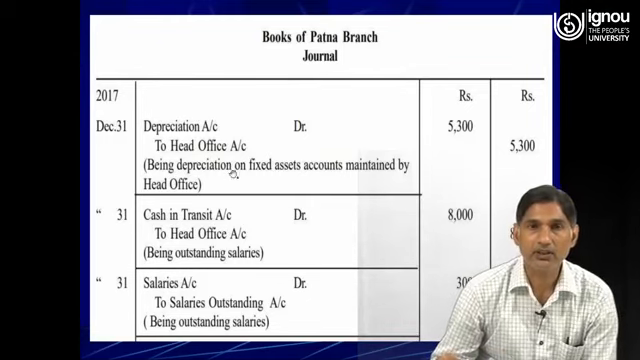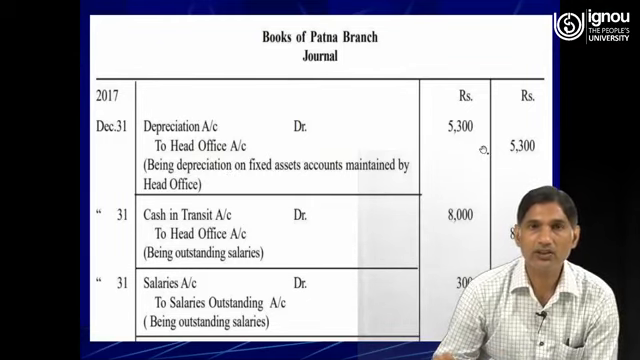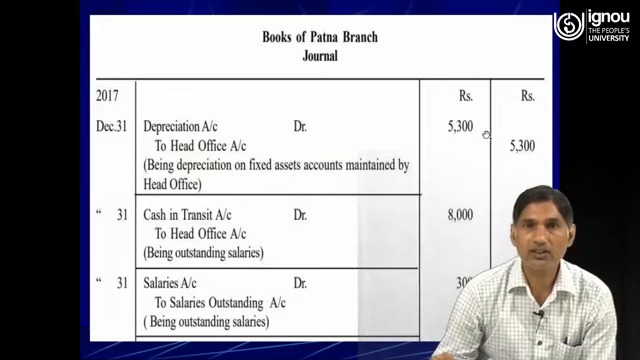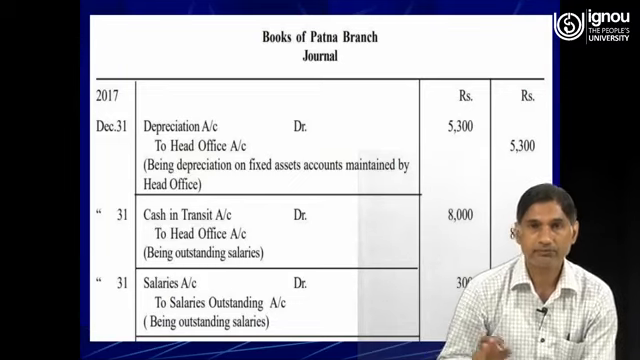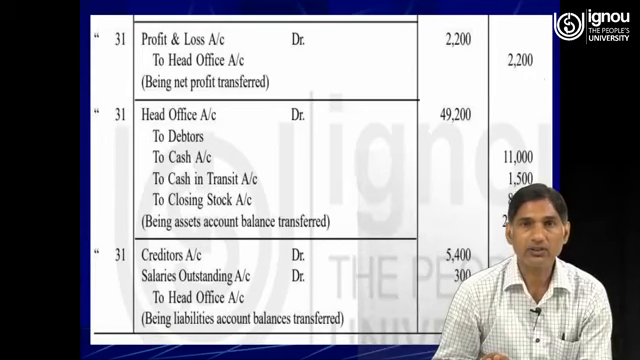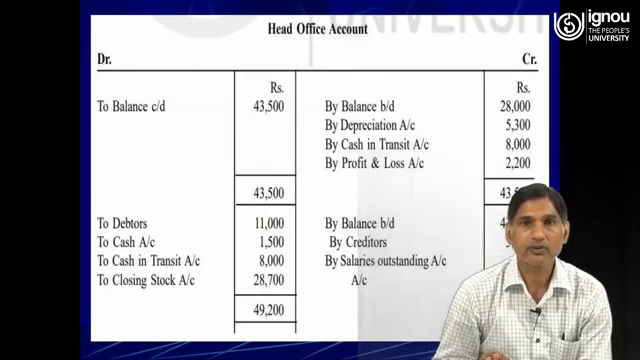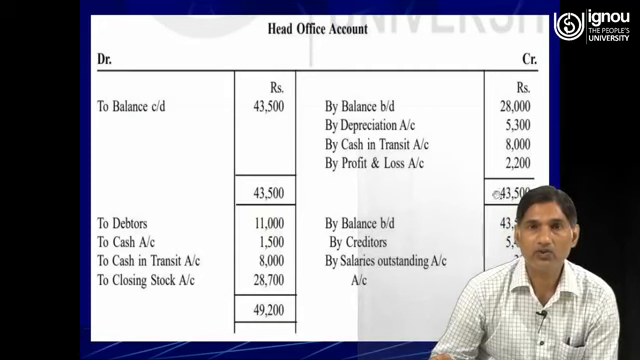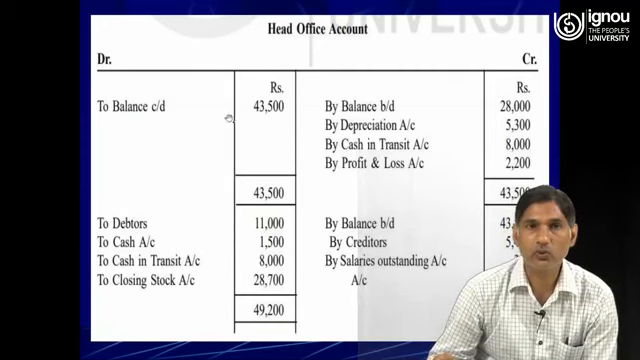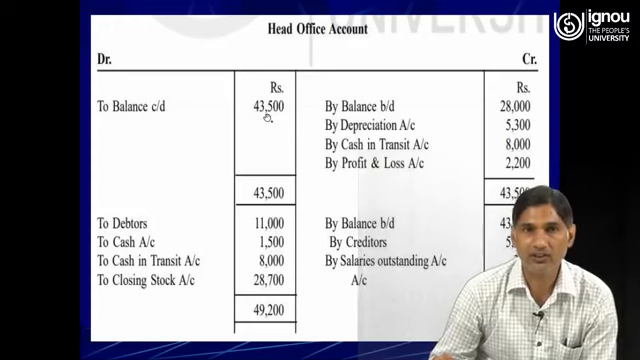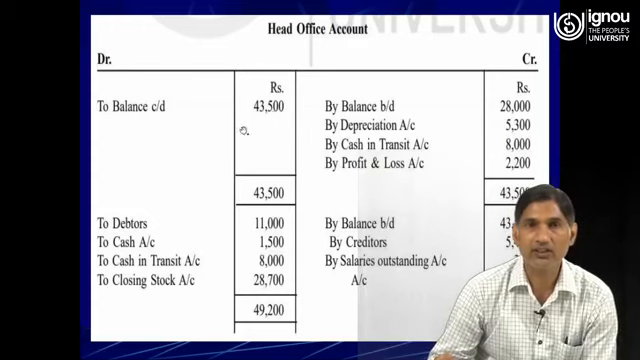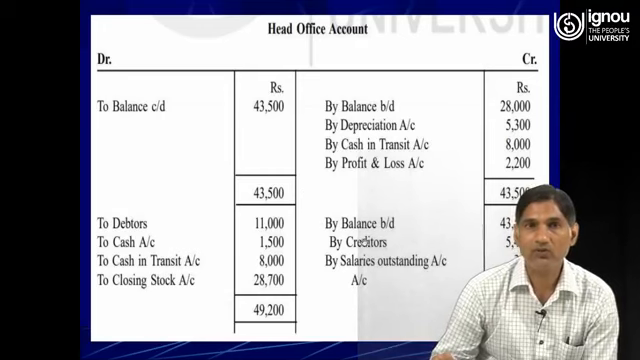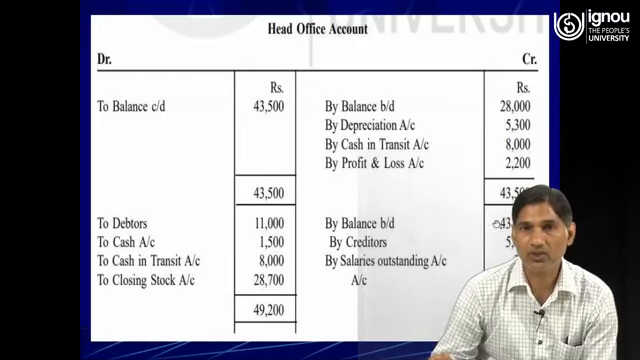Because the depreciation amount was 5,300 and the salaries amount was 300, so totally it is 5,600. And then the total is 43,500. So to balance carried down at the end of the year 43,500. So here we have brought down, by balance brought down 43,500.